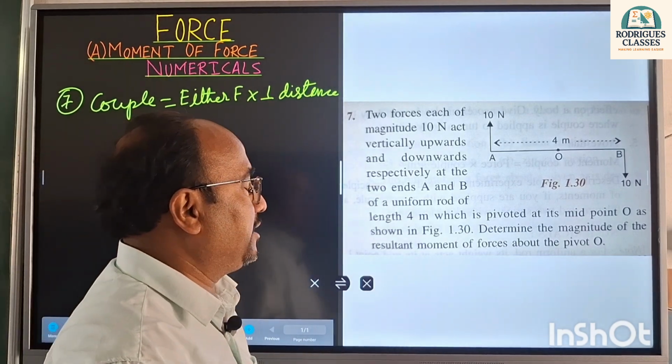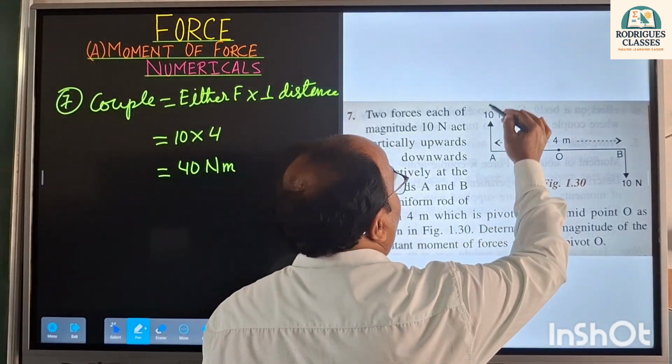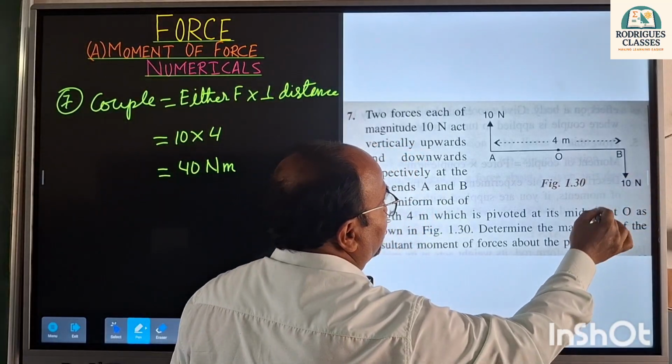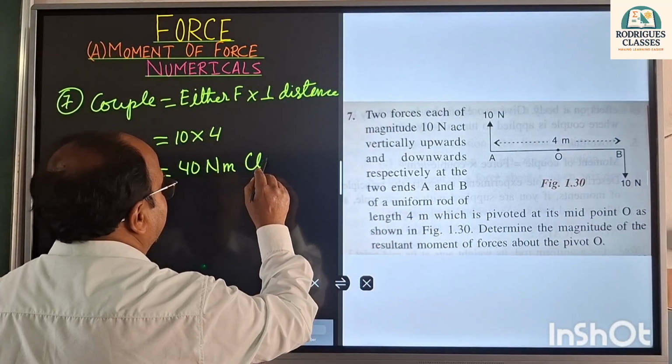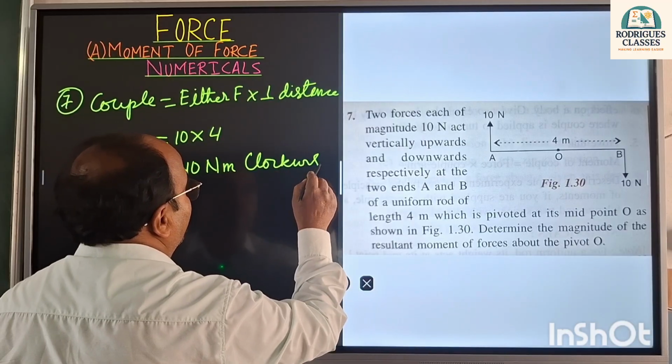Now let us take a look at the direction also. This one will try to turn it this way and this one this way. So as a whole, it will be going clockwise. So I can mention here with it clockwise also.